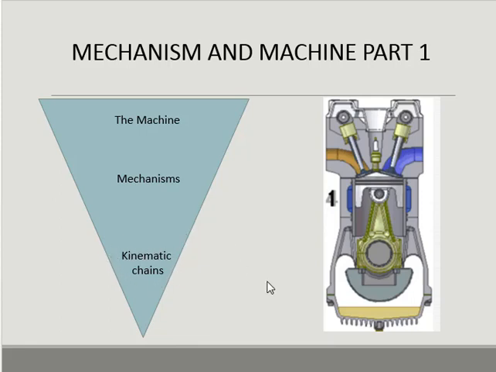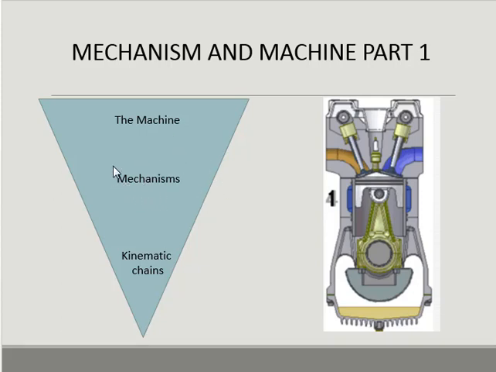Before that, we will define the three: mechanism and machine. The first, the machine, is a tool to change, transmit, or direct force to a specific goal. For example, an automobile engine or a sewing machine.